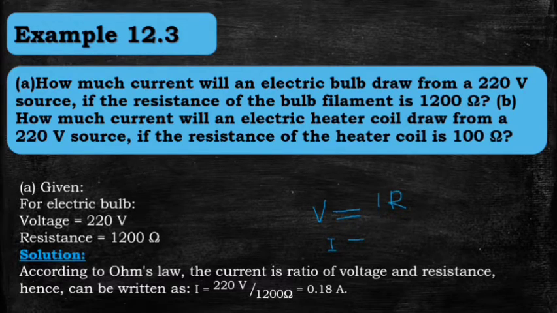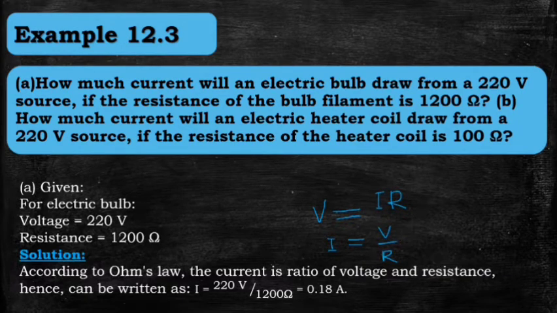I will be equal to V over R. Let us substitute. We know what is V. V is voltage, that is 220 volt, and R is given, that is 1200 ohm, and current will be 220 volt divided by 1200 ohm, that will be equal to 0.18 ampere.